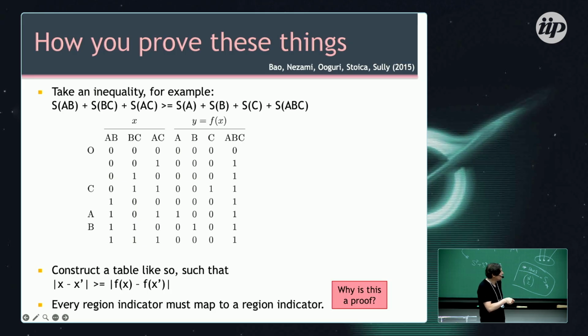Is A there? 1. Is A there? 0. Is A there? 0. Is A there? 1. Okay, so hopefully that's clear, right?